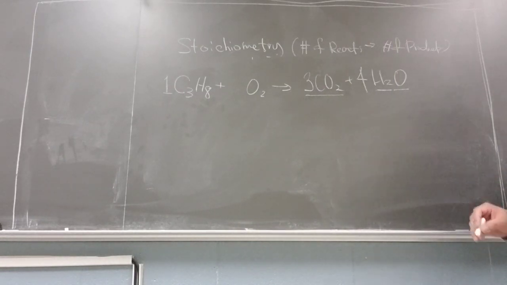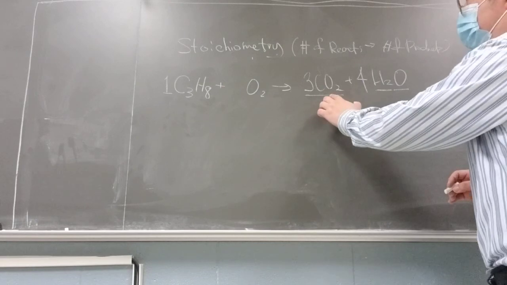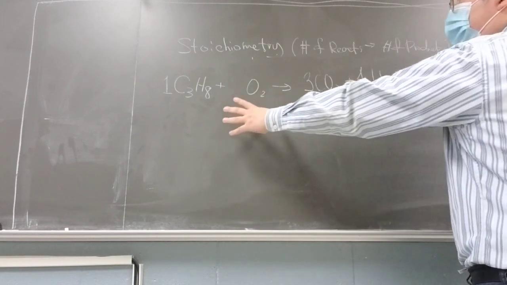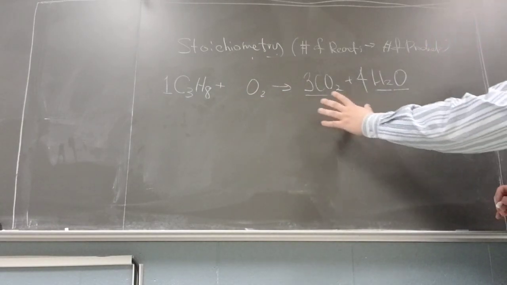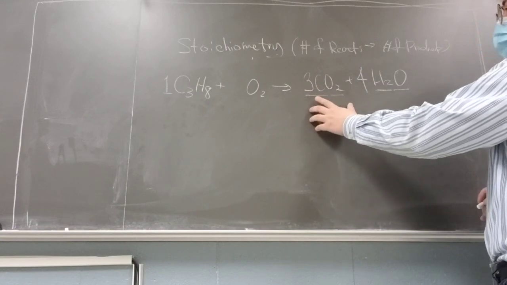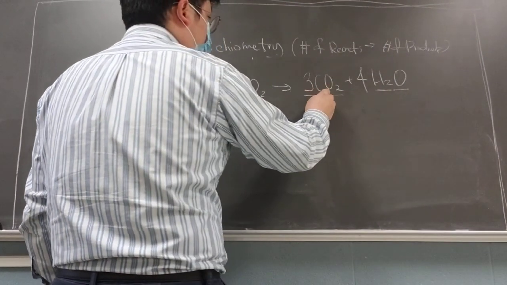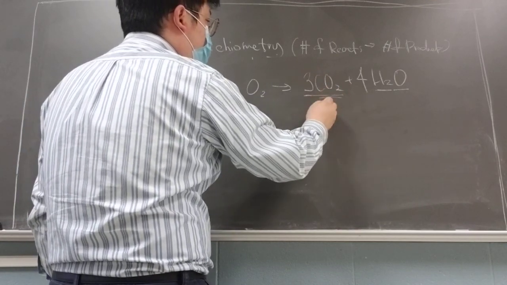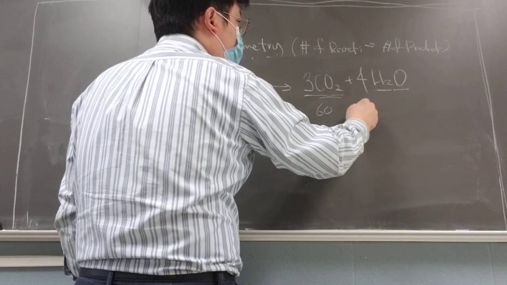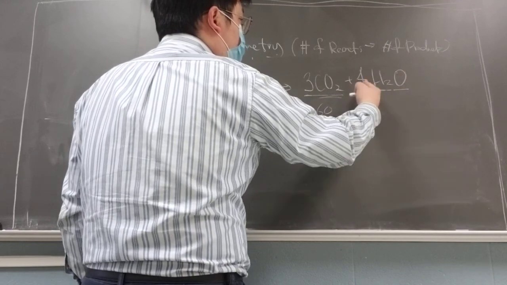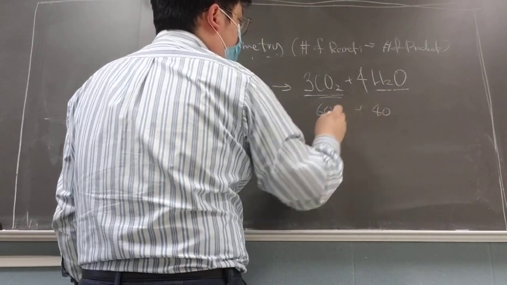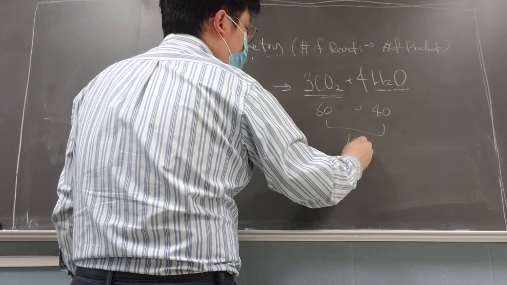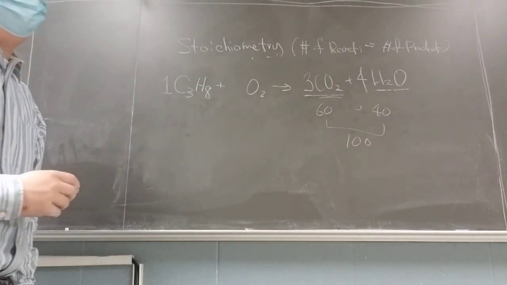So that's okay now, but let's try to count the number of oxygen now. We are happy with the carbon and hydrogen on both sides, but we wanted to balance the oxygen. If it's 3 carbon dioxide, each molecule has 2, so 3 times 2 makes 6 oxygen here. And water has only 1 oxygen, but with 4, it'd be 4 oxygen over here. Okay, so in total, you have 10 oxygen on the right side.